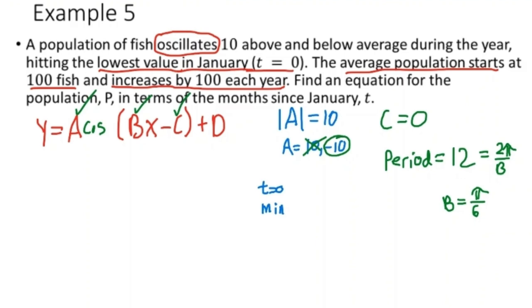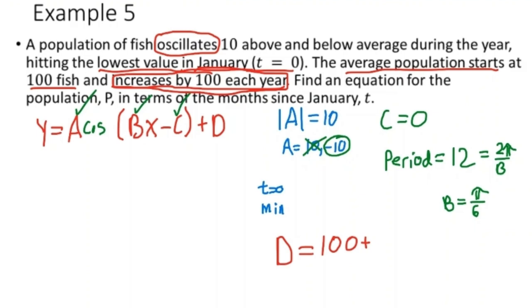What makes D different in this problem is, if you recall from the earlier slides, D is associated with the equilibrium, the rest, or average value of our function. Since the problem tells us that our population average increases by 100 each year, we would associate that with adding 100 every time a year passes. So if we were trying to figure out how much our average population is, we would start off with the 100 fish that we're told we start with, and we would add 100 fish for every year that passes.